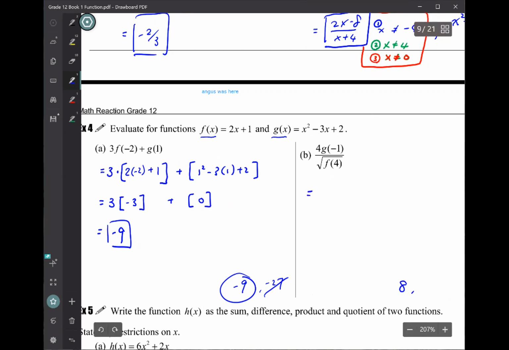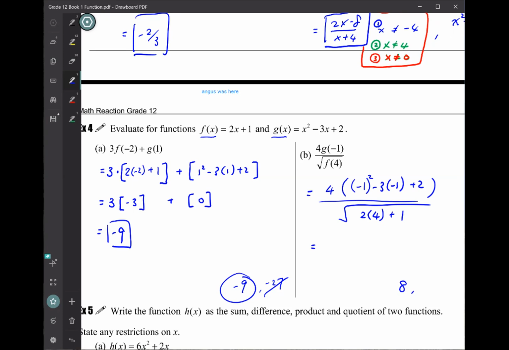Okay, next one. 4 times g of -1. So I'll plug that in. I think a common mistake is you forgot the bracket, right? When you plug in -1, when you square, you need a bracket around it. Remember, brackets or no brackets makes a difference, right? So -3 times -1 plus a 2, over square root of 2 times 4 plus 1. Okay, so that should be your setup.